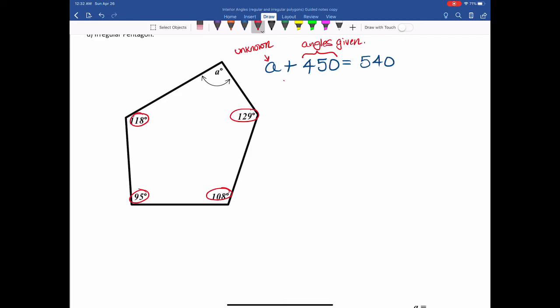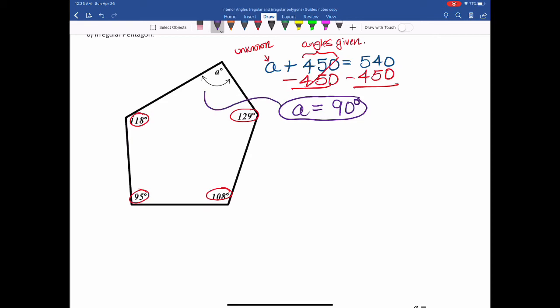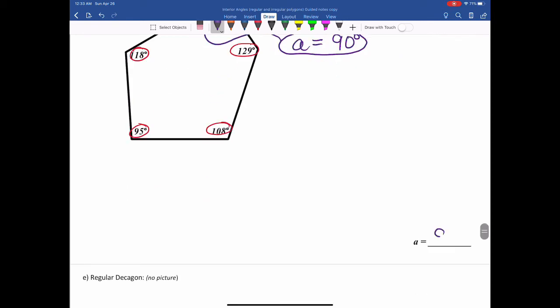So now we can just go ahead and solve this. We're going to take 450. These numbers are very similar looking, and you're going to solve them. So you get 540 minus 450, and you get 90 degrees. And I don't think when I drew these up, I made them to scale. But that's 90 degrees right there. That's a right angle.